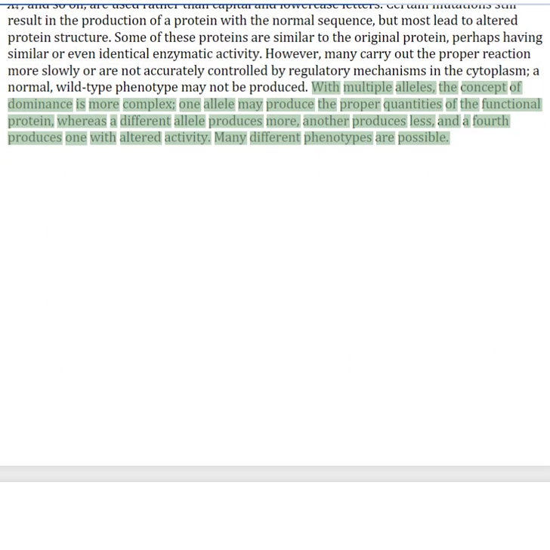With multiple alleles, the concept of dominance is more complex. One allele may produce the proper quantities of the functional protein, whereas a different allele produces more, another produces less, and a fourth produces one with altered activity. Many different phenotypes are possible.